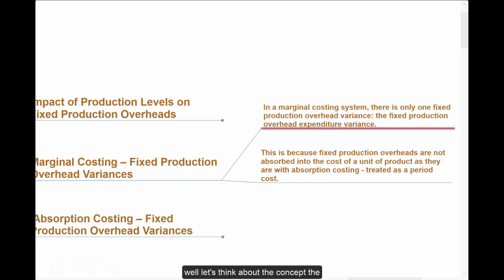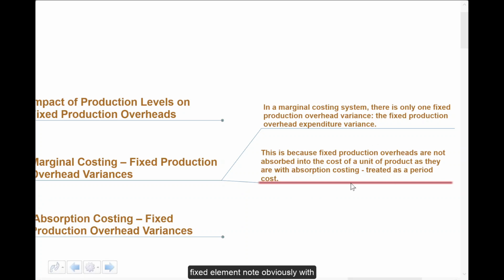Now you might think, well, why is that? Well, let's think about the concept. The concept is that really fixed production overheads technically don't affect production because we're only dealing with revenue less marginal or variable costs. This is explained here. Basically, we're not absorbing into the cost any fixed element.